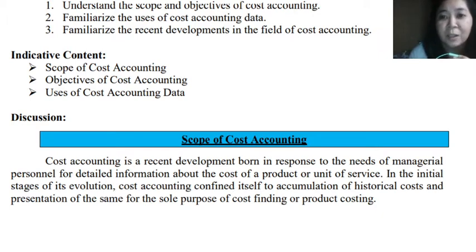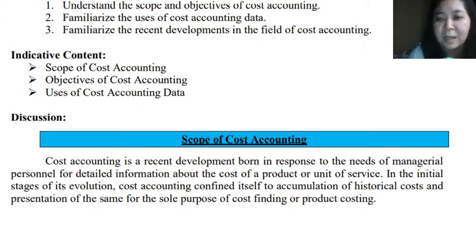This was just to accumulate historical cost and to present these types of data. The purpose of cost accounting before was also perceived as cost finding or just product costing. When we say product costing, this is how you determine how much the cost of an item was when it was produced or when a service was rendered.